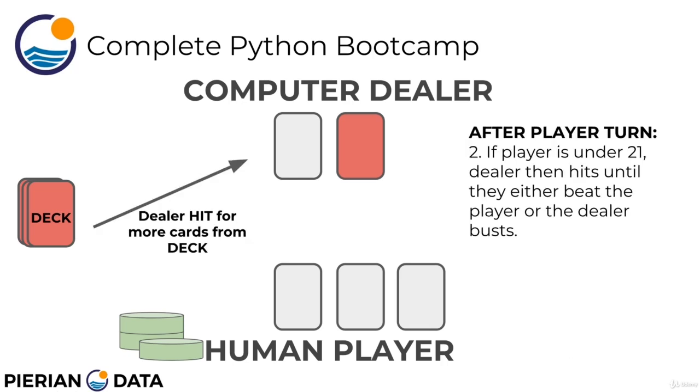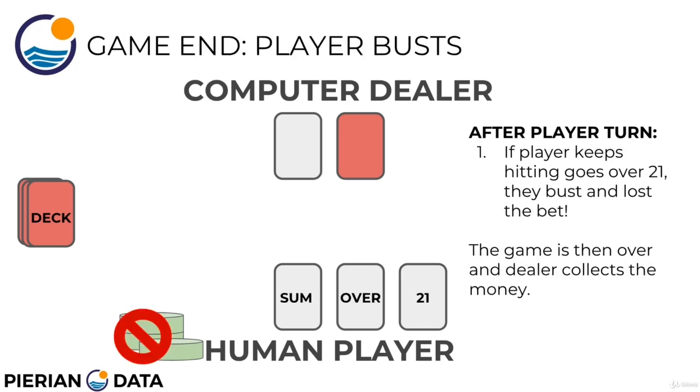Once the player has gone, their turn has ended, and then it's the computer's turn. If the player is still under 21, then the dealer hits until they either beat the player or the dealer busts. By bust, we mean that you go over 21. So let's see the possible ways that the game can end. First off, if the player keeps hitting before the computer even goes and they go over 21, then they bust and lose their bet. The game is then over and the dealer collects the money. So that's one way the game can end, which is the player busting.